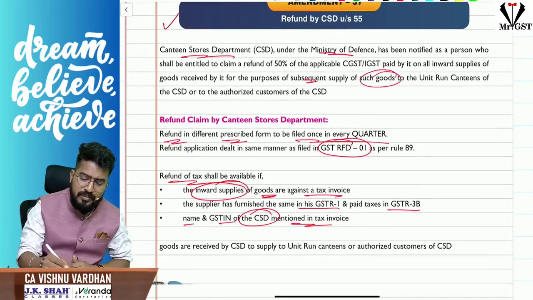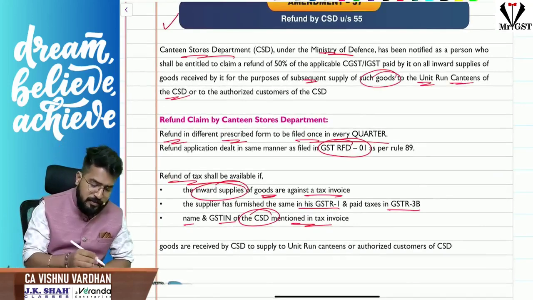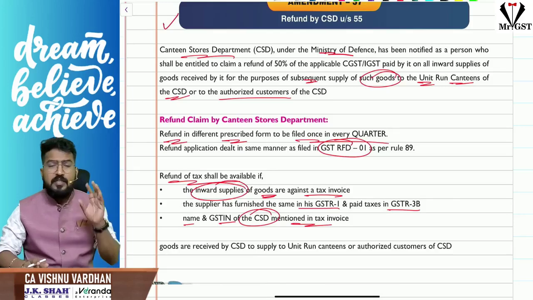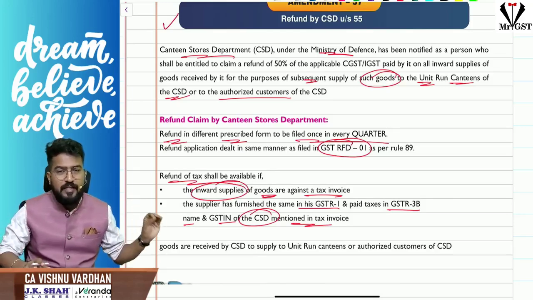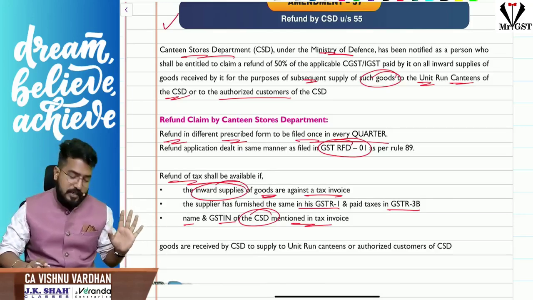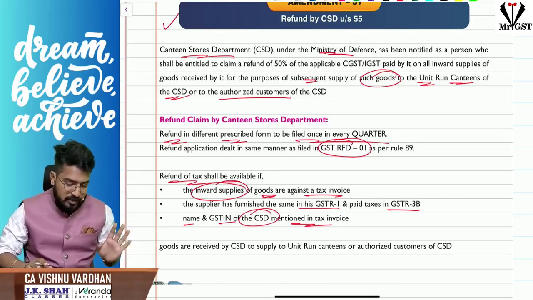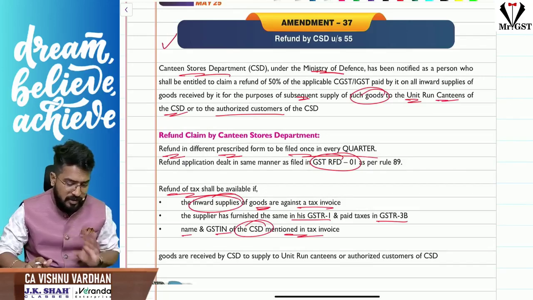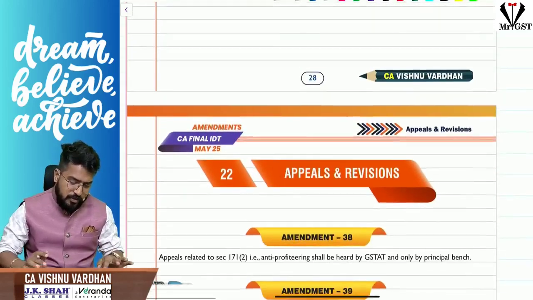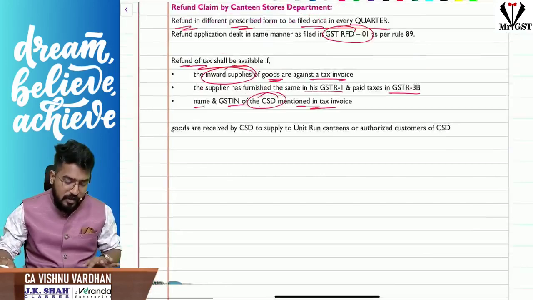to supply the goods to unit run canteens of the same department or to any authorized customers. Simple refund of taxes paid on their purchases they can claim as refund. Sorry, refund of GST paid on their purchases is available. Okay, so a small amendment, nothing to worry much. So with this we are done with amendments of the refund chapter.